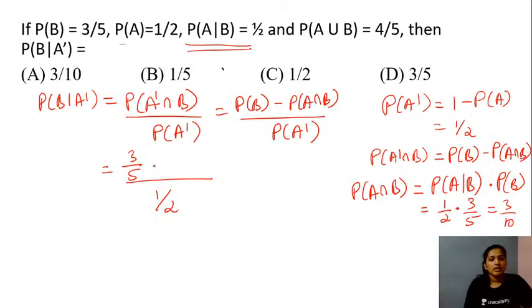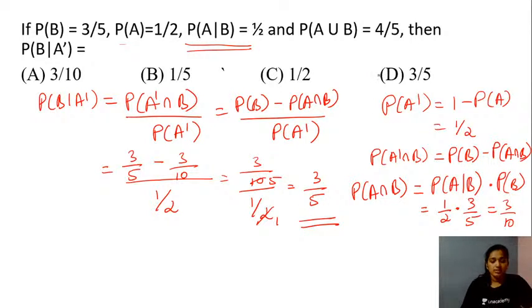So you will have 3 by 5 minus 3 by 10, divided by half. So 3 by 5 would be 6 by 10, right? I am rationalizing the denominators here in the numerator itself. So this would be 6 by 10 minus 3 by 10. This would be 3 by 10 divided by half. So 2 ones are 2, 5 twos are 10, so the answer here will be 3 by 5. So your option D is the right answer for this question here.